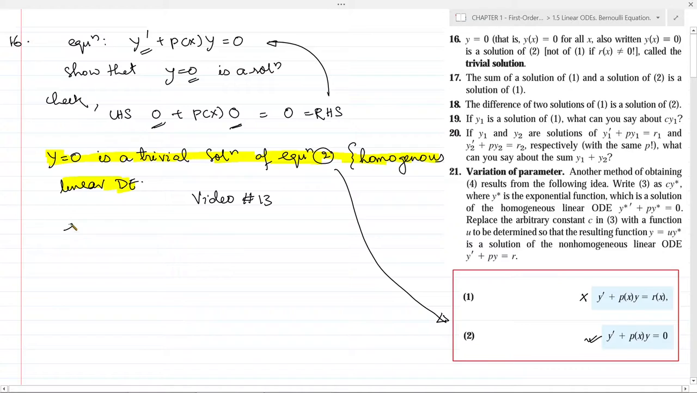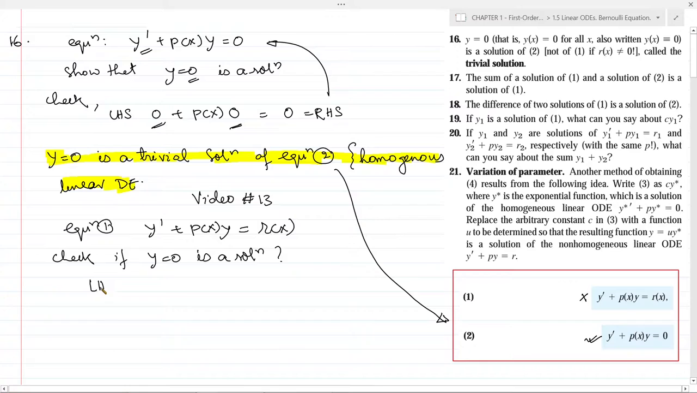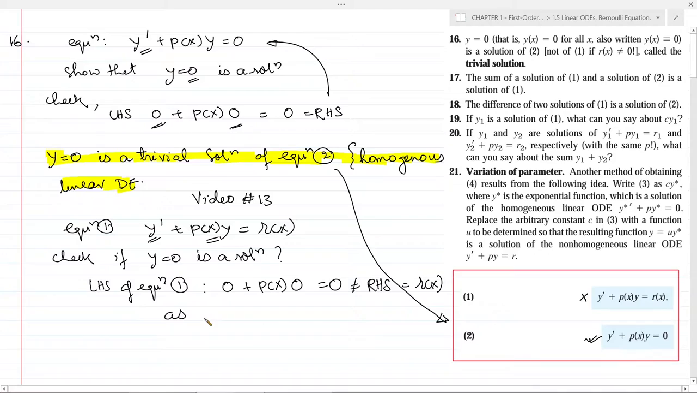So, we have equation 1, which is y dash plus p of x y equal to r of x, and we have to check if y equal to 0 is a solution. Let us take the LHS of equation 1, which is y dash plus p of x y. So this will be 0 plus p of x times 0, which is equal to 0, which is not equal to the RHS, which was r of x, because r of x is not 0 for all x.